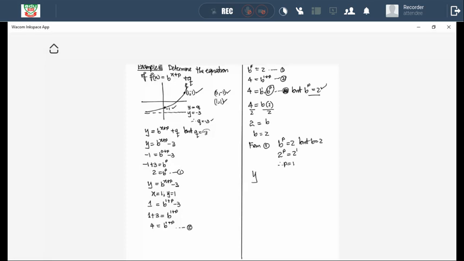It means what? y is now equal to what? b. We said b is 2, x to the power of 1 plus your q. Your q is minus 3, so that will be negative 3. So this function, which is f of x, is equal to 2 to the power of x plus 1 minus 3, something like this. This is my example number 3. The whole point was to determine the equation of a drawn exponential function.